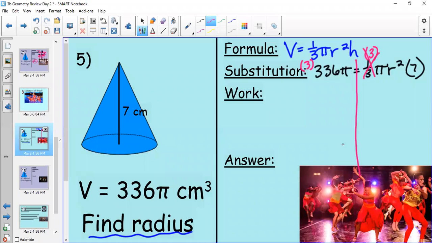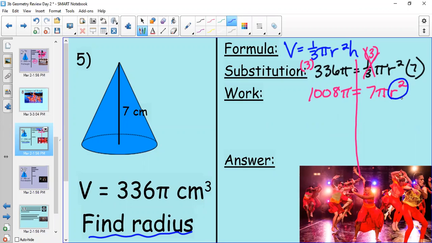And 336 times 3 gives us 1008. Again, keep your pi. On the right side, that kind of bothers me the way that it's written right now. So I'm just going to rearrange it. I'm going to put the number first, then the pi, and I always like my variable last. So I didn't change anything, I just rewrote it.